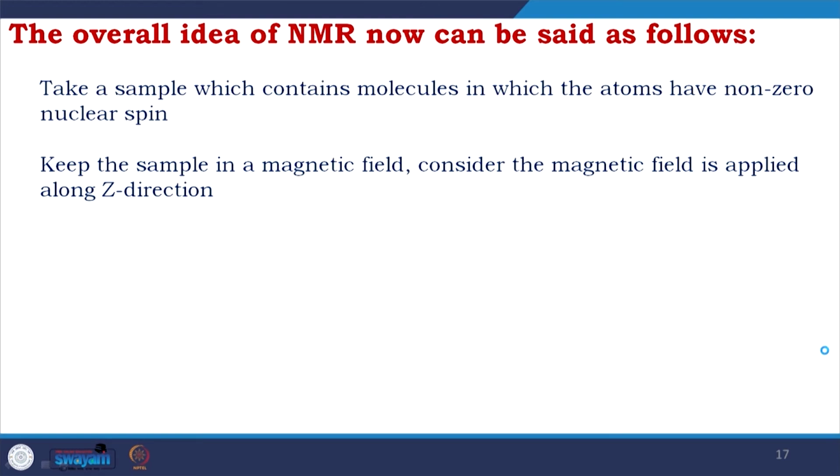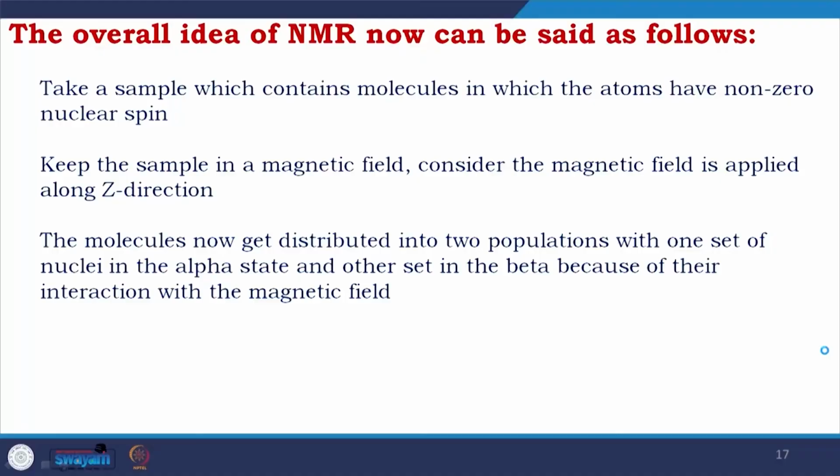Keep the sample in a magnetic field, consider the magnetic field is applied along z direction. So, you could put it in any direction, but let us put it in z direction, so that the other two would be not present, like nullified, making your case simpler. The molecules now get distributed into two populations with one set of nuclei in the alpha state and the other set in the beta state because of their interactions with the magnetic field.